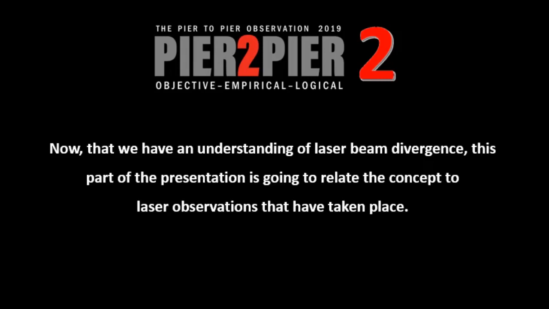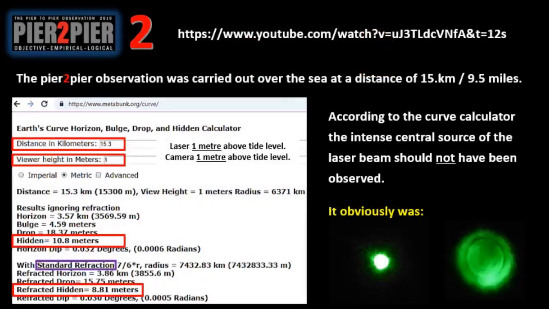Now that we have an understanding of laser beam divergence, this part of the presentation is going to relate the concept to laser observations that have taken place. The peer-to-peer observation was carried out over the sea at a distance of 15 kilometers or 9.5 miles. According to the curve calculator, the intense central source of the laser beam should not have been observed. It obviously was.